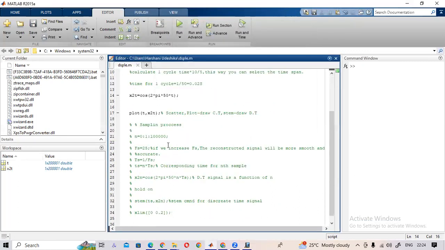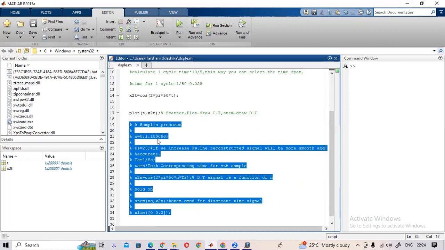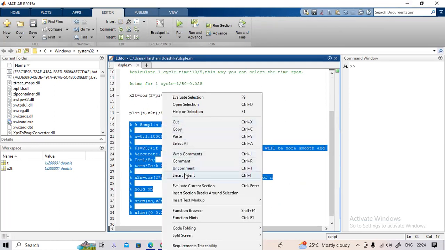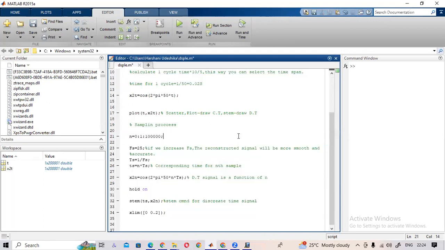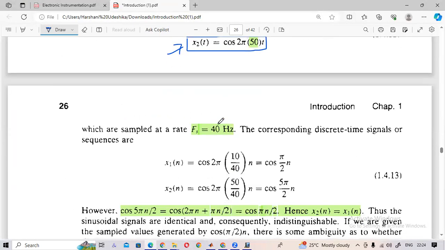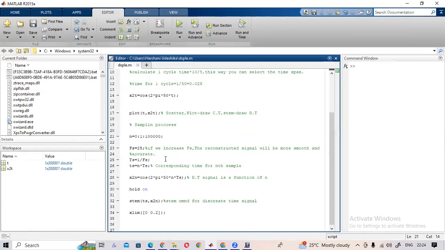Now I am going to sample that signal using 40 hertz. Before 40 hertz, I will use around 25 hertz. So this is the sampling process. I have typed here the sampling frequency Fs, and Ts is equal to 1/Fs, and this is how we can map the sample number with time.